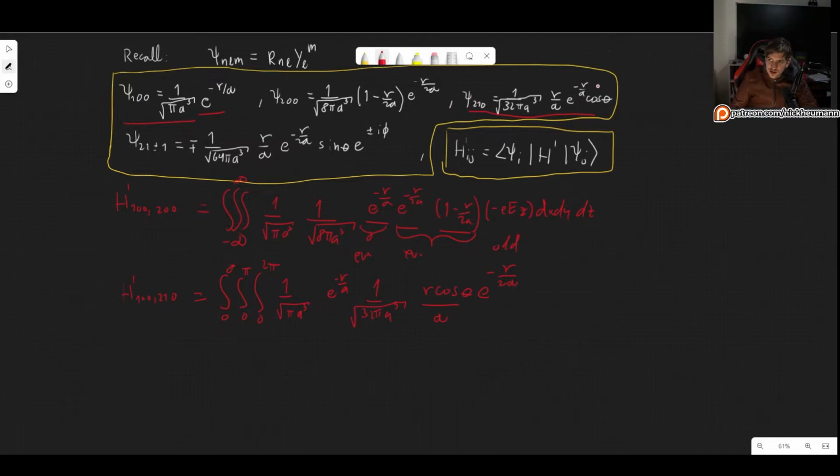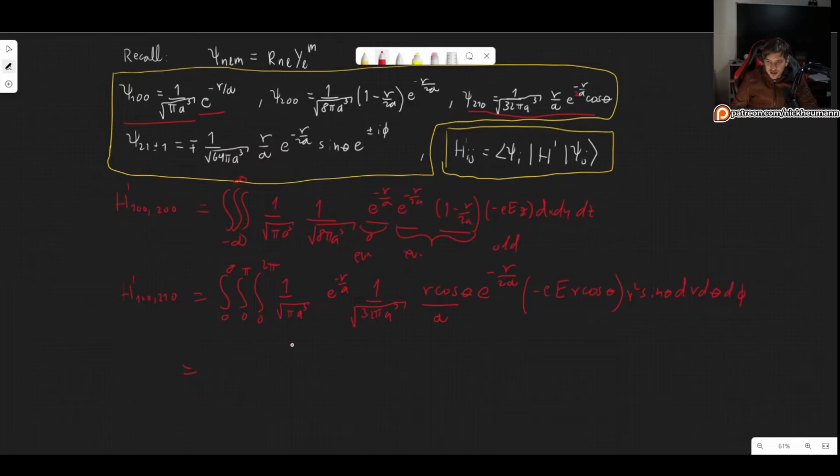For the state 210, it is minus r over 2a, so be careful there. It doesn't change anything that's happened, thankfully, but it is a typo that I had, so be very careful. So it is minus r over 2a. And then we still have, of course, the perturbation itself, which is minus e times z, but z is r cosine theta. And then, of course, since we're integrating in spherical coordinates, we still have to add r squared sine theta, and then dr, d theta, d phi. So this is what we have to integrate.